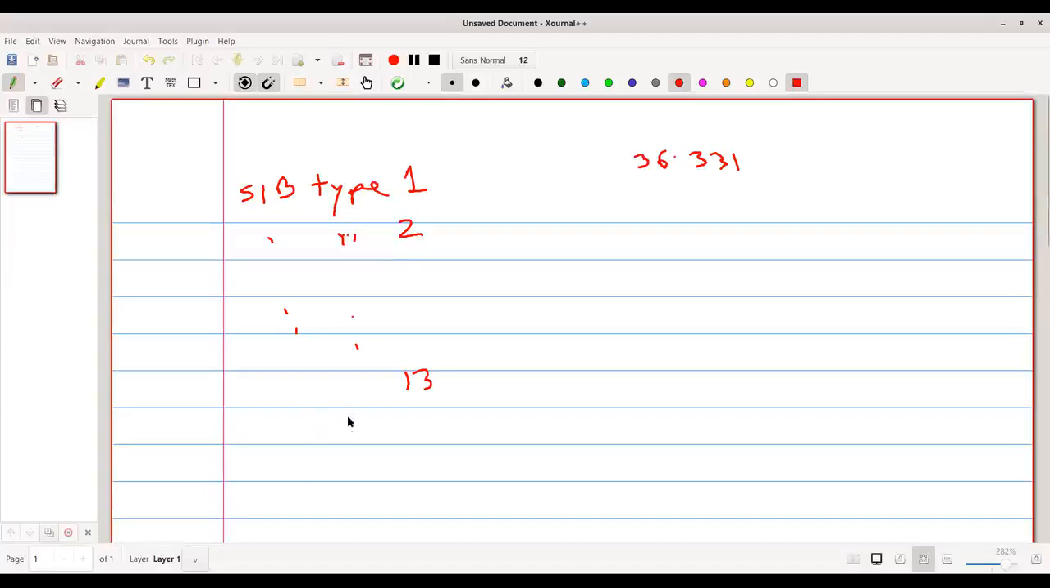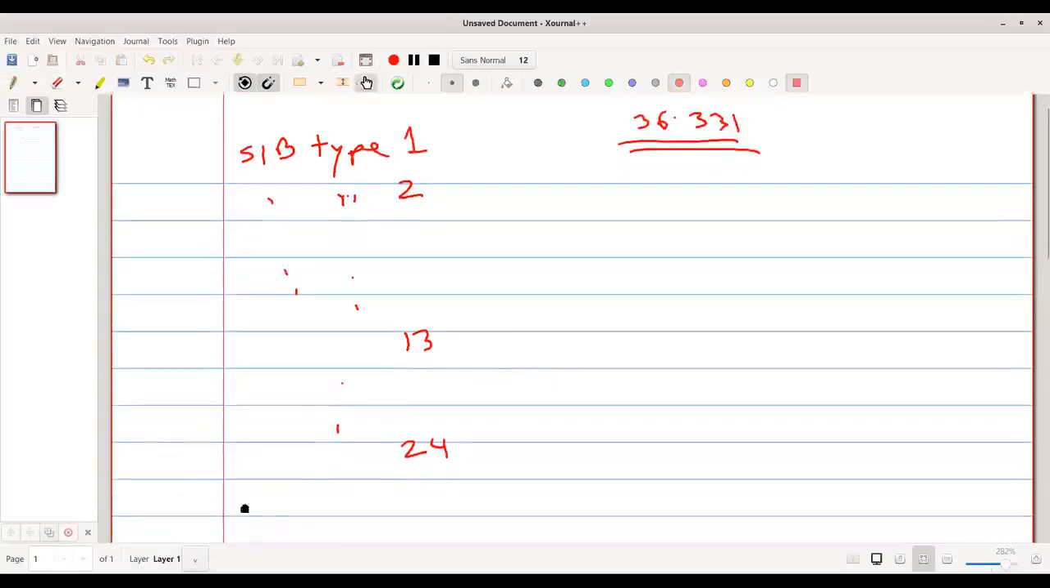Later, many different features have been added, and when I last downloaded 36.331, there was up to SIB type 24. So you can check the current number of SIB types, whether any further ones have been added or not.